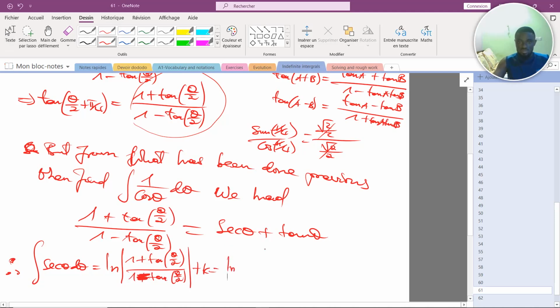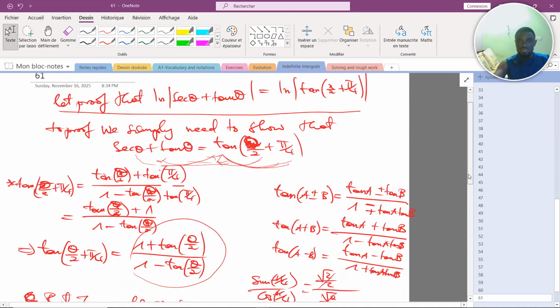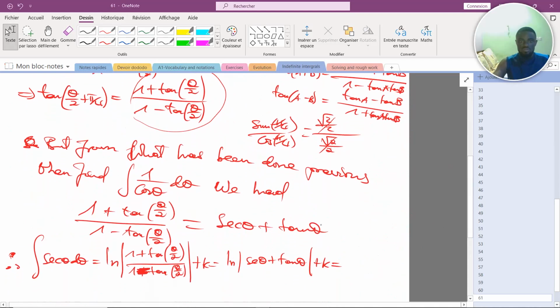which is equal to ln of the absolute value of sec theta plus tan theta, plus the constant of integration, which will also be equal to what we have seen here. You get what I'm saying? So here you are supposed to conclude first of all that this implies tan(x/2 + π/4) is equal to sec theta plus tan theta.